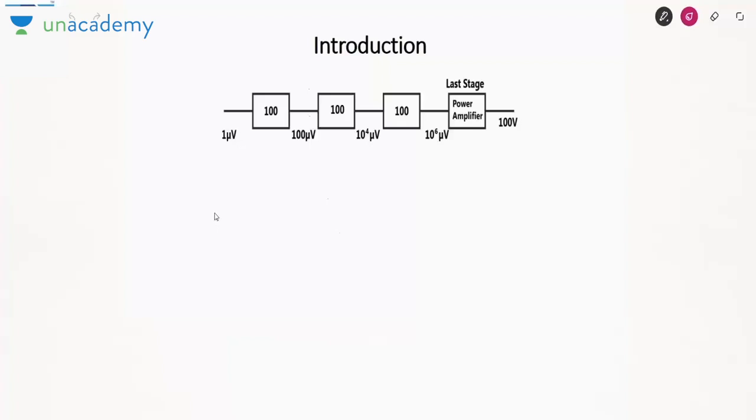Hi guys, up to now we have covered different types of devices that are used in analog electronics: op-amp circuits, BJT circuits, FET circuits, diode circuits. All these things we have covered. Now we come to one of the other topics which is not so relevant from the GATE point of view and not in the GATE course, but it is in the ESE course by the name power amplifier.